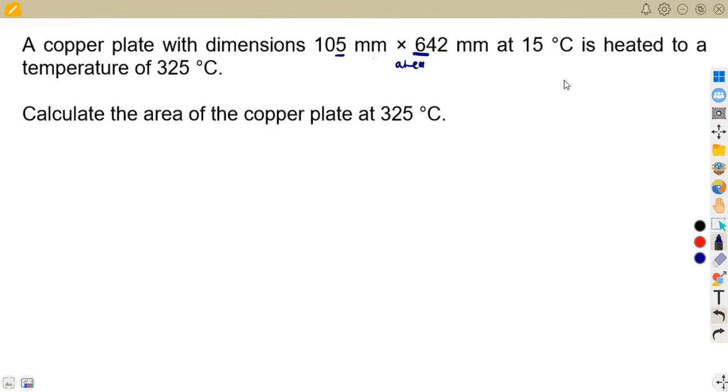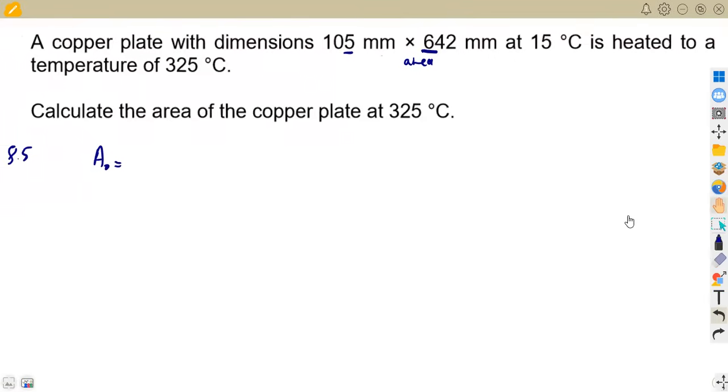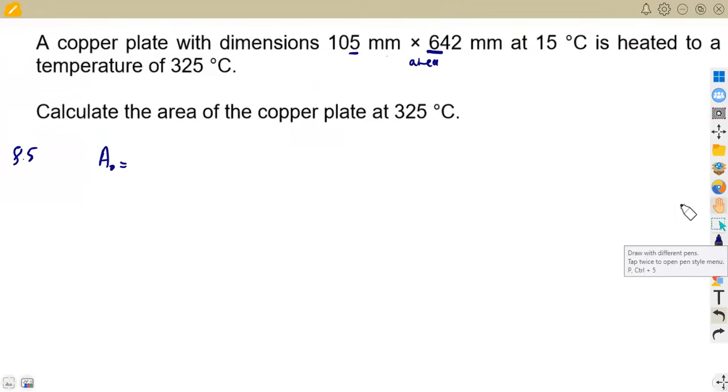If you are given 3 values, that is for volume. 2 values is for area. So we are given the area part in this case, which is our original area. All right, so this is 8.5. We have got the original area in this case, which is given as 105 by 642, which is going to give us something like 67,410.